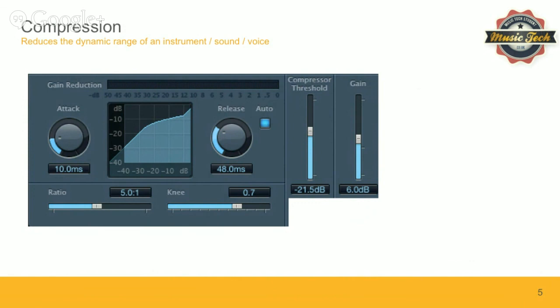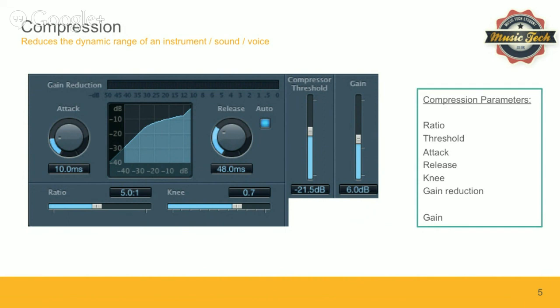So you can see, go down one, we have a few common parameters, and depending on which compressor you use, these will change slightly, but pretty much all compressors have the following parameters: ratio, threshold, attack, release, knee, gain reduction, and then gain. Okay, those are the general things. So we'll whiz through these and tell you what each of them does.